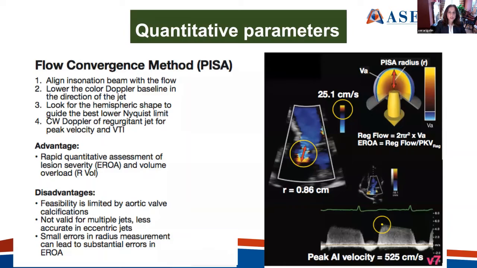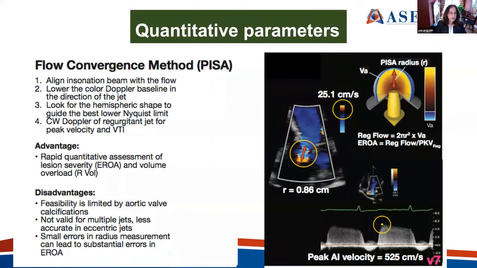All right, so first let's look at the PISA method. We talked a little bit about measuring the radius, but let's talk more about how to actually calculate the ERO and the regurgitant volume. The first thing we need to do is to align our insonation beam with the flow, like always, lower the color Doppler baseline in the direction of the jet, and then look for the hemispheric shape to guide the best lower Nyquist limit. Then you want to use your CW Doppler of the regurgitant jet for the peak velocity and the VTI.